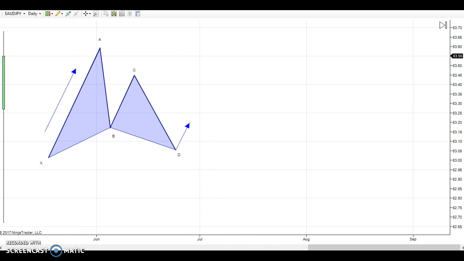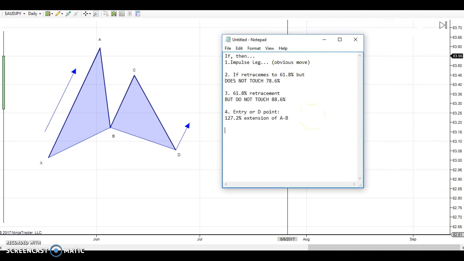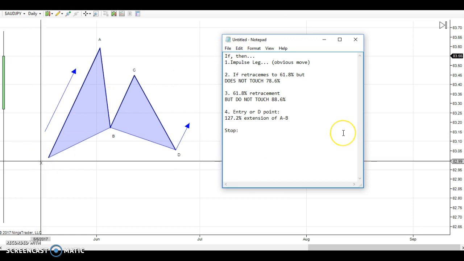Okay, now let's talk about stop losses. Now, stop losses are different for every trader. I just use 10 pips below the X point. Some people like to use structure, some people use 20 pips, 15 pips. It's totally up to you. Back test and see what works for you. But for me, I use 10 pips below X.